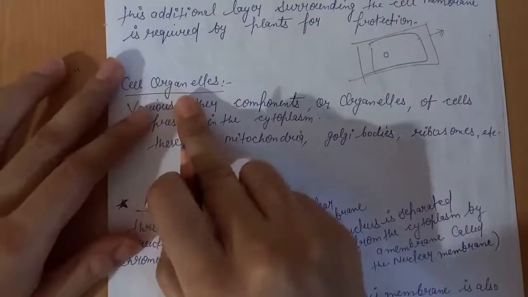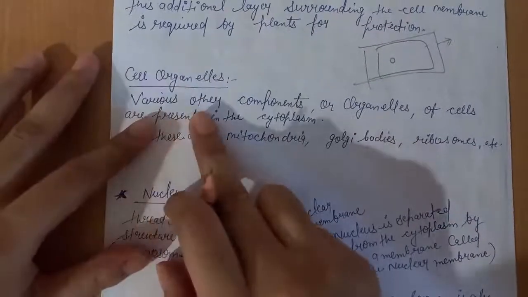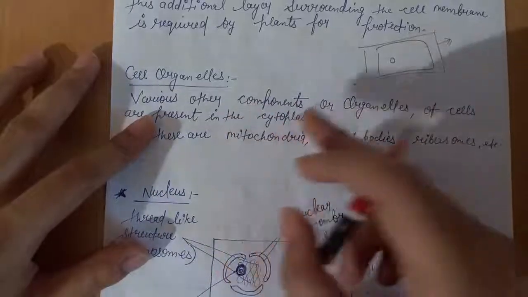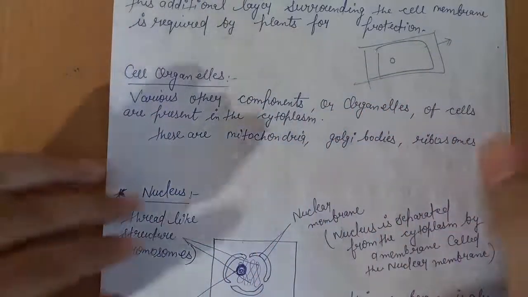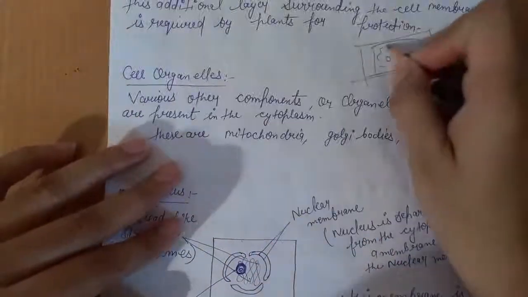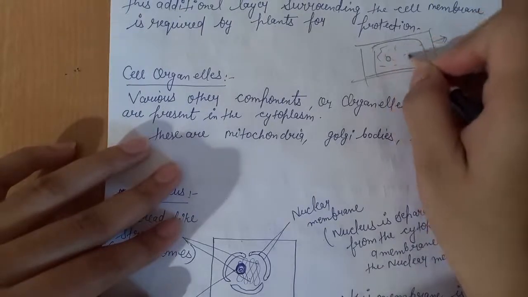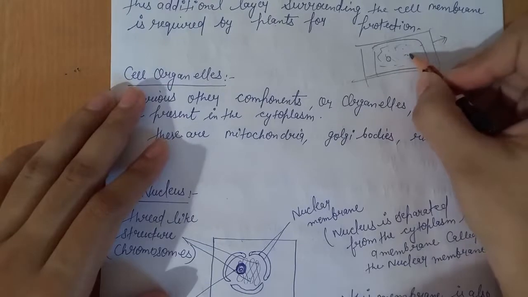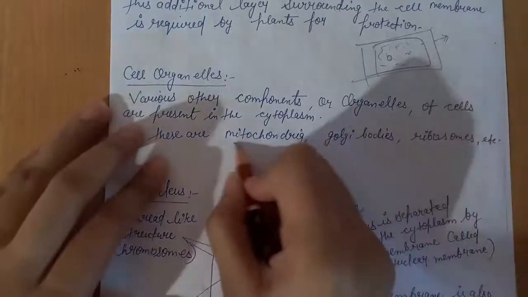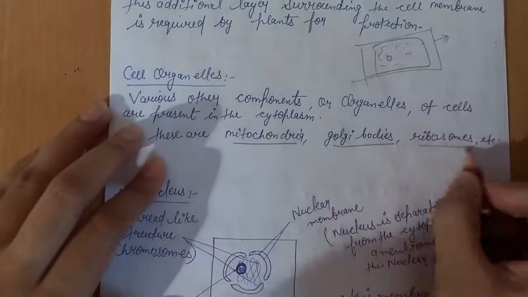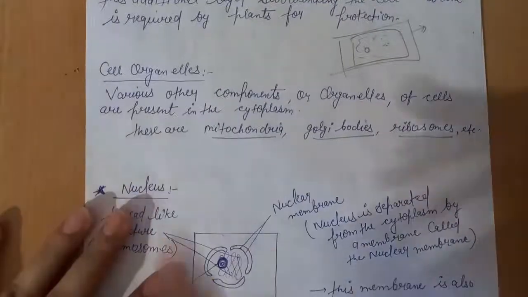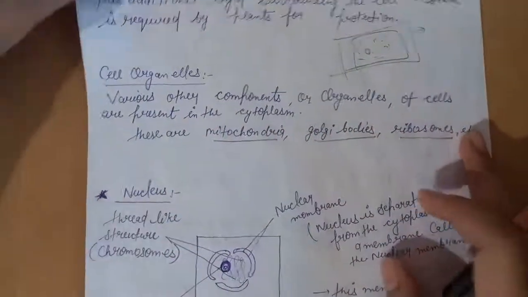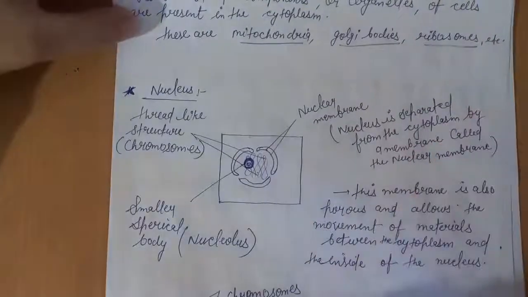So students, next is cell organelles. Various other components, or organelles, of the cell are present in the cytoplasm. This cytoplasm has various organelles that we call cell organelles, because these organelles are present in the cell, such as mitochondria, Golgi bodies, and ribosomes. And about these cell organelles you will study in your further classes.